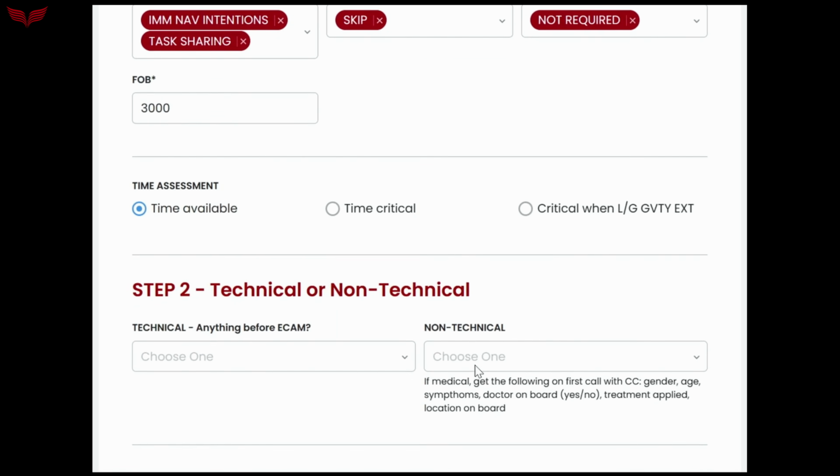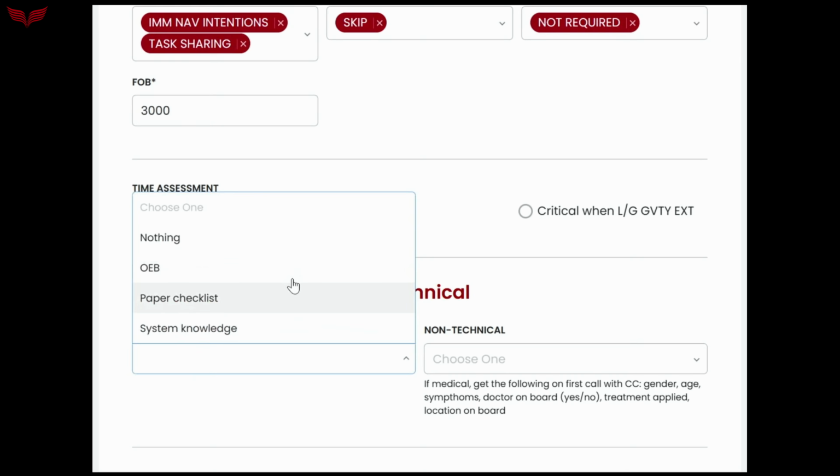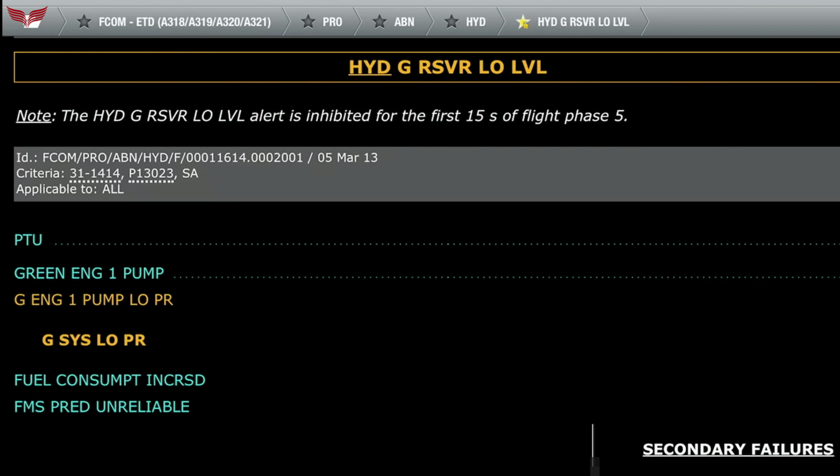Step 2. Is it technical or non-technical? It is definitely a technical situation. And the question is anything to do before the ECAM? No, we don't have an OEB, we don't have paper checklist for this one, and we don't have system knowledge that we can apply before the ECAM. So nothing. Step 3, apply the chosen procedure. So you ask for the ECAM actions.